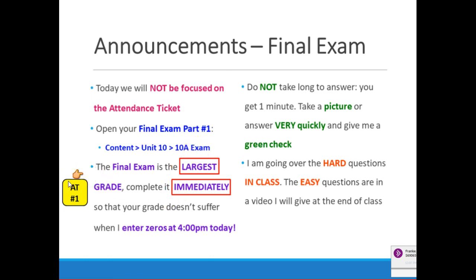Hi, Frankie. Please open up your ticket. Link and password are in the chat box, and then answer question number 1. So the final exam is the largest grade, and we need to complete it immediately. Remember, I also need you to have your exam open. Give me a smiley face if you also have your exam open. That's the second link in the chat box there.